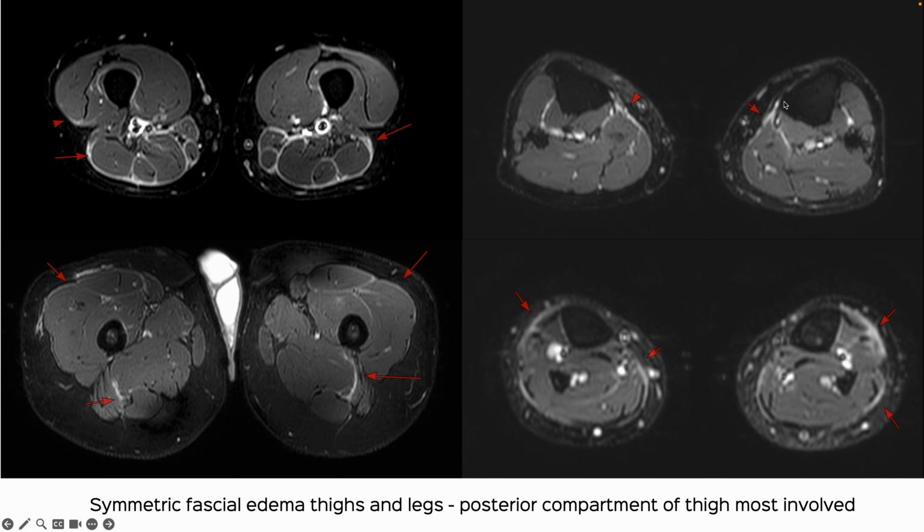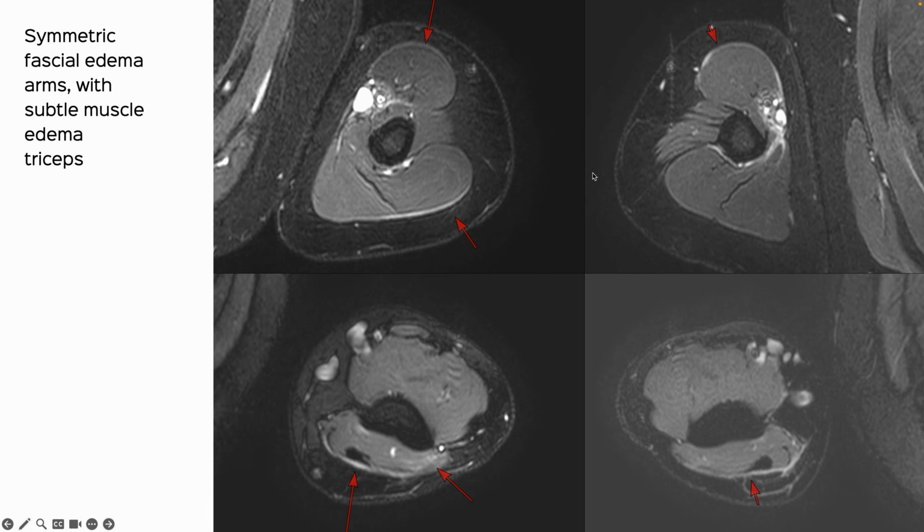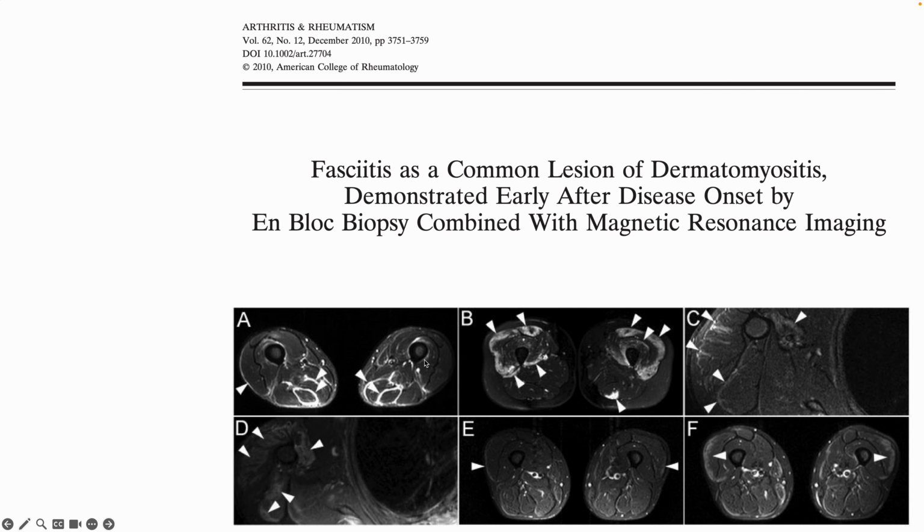In the legs as well, there's symmetric. At each level, it's symmetric, but it's patchy. I mean, it's not as if every facial plane is involved, but there's symmetric involvement. And in the upper limb, similarly, that's the left, that's the right. You see edema along the anterior and posterior facial planes, both in the upper and the lower arm.